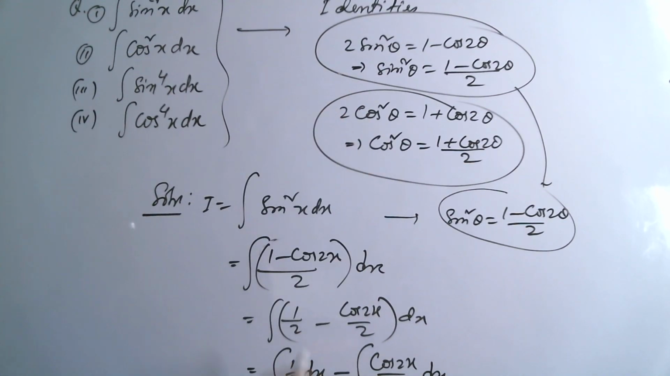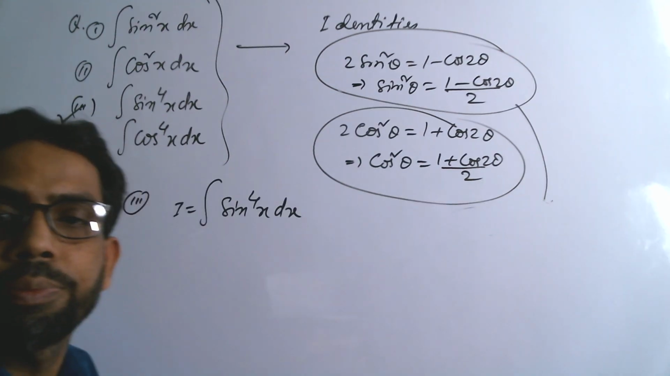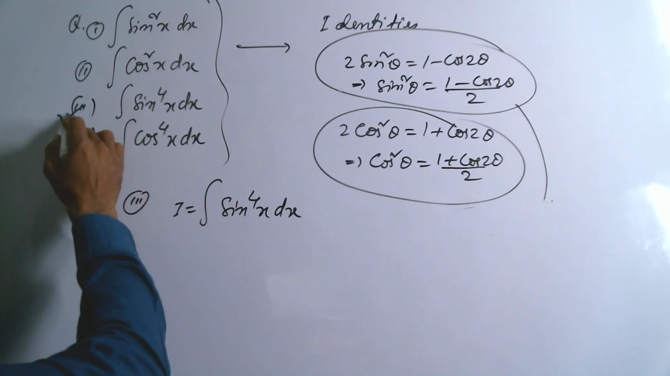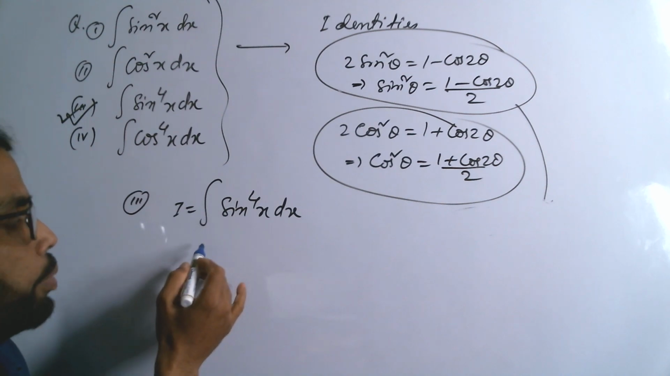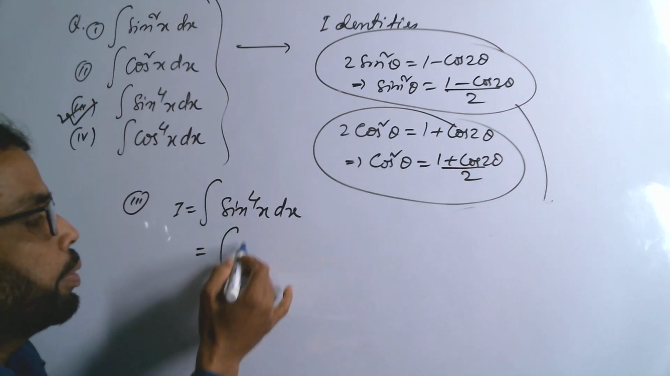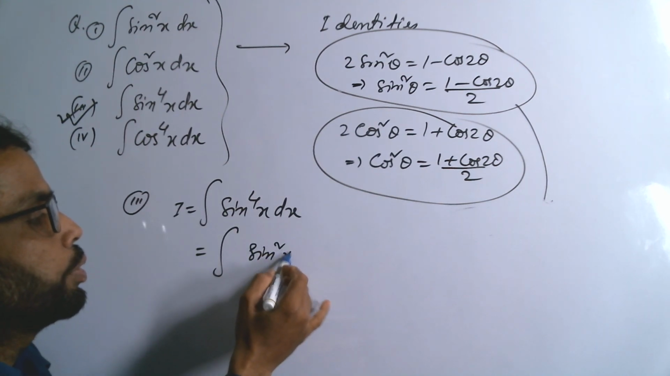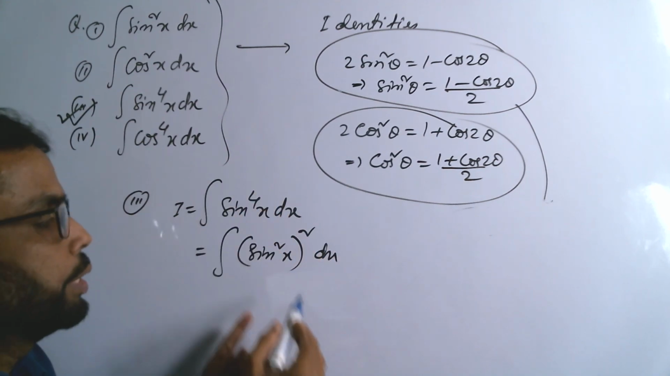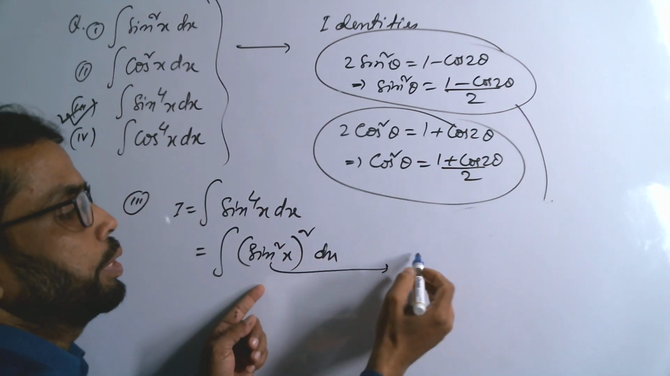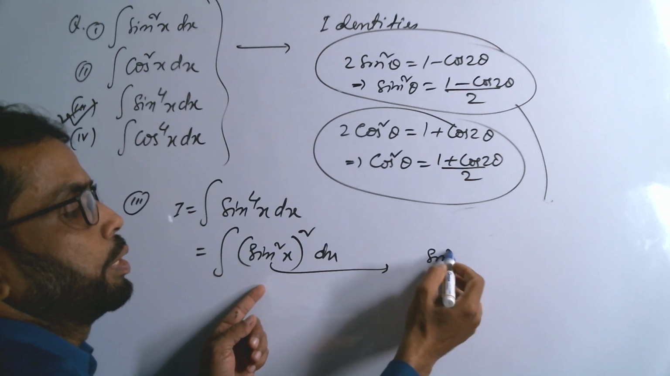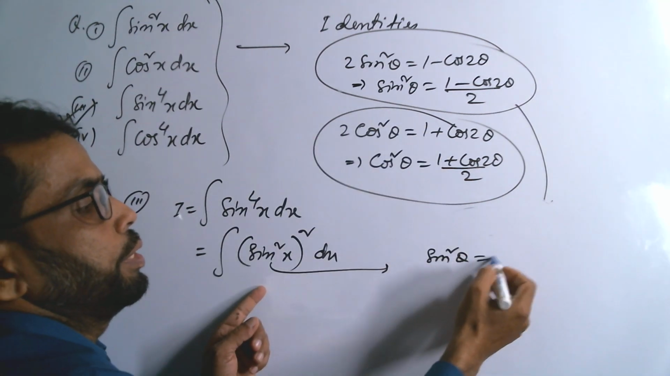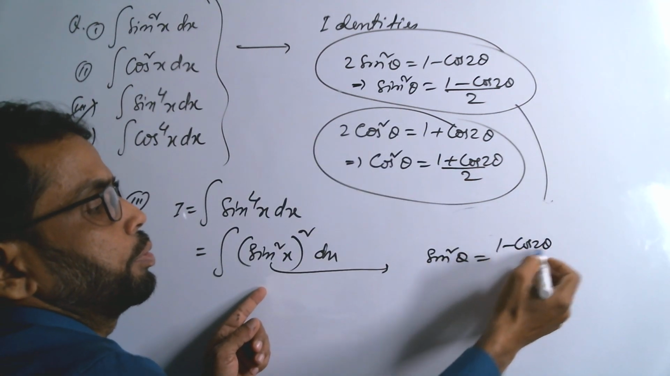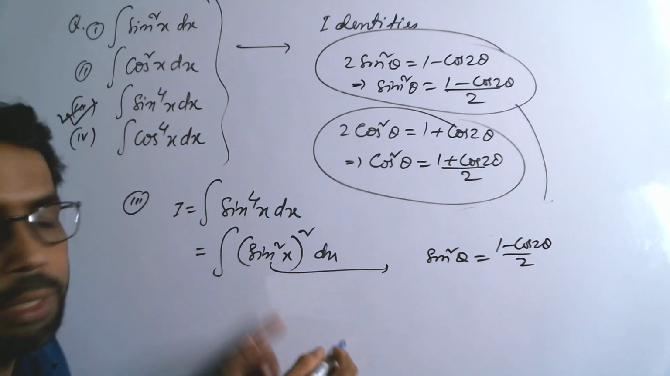Now let us solve the third question, sine power 4x. Power 4 we must write like this, sine square x whole square, correct. Sine to the 4 power, correct. Now here inside you use the identity. We have written sine square theta is 1 minus cos 2 theta by 2. We will use this identity.